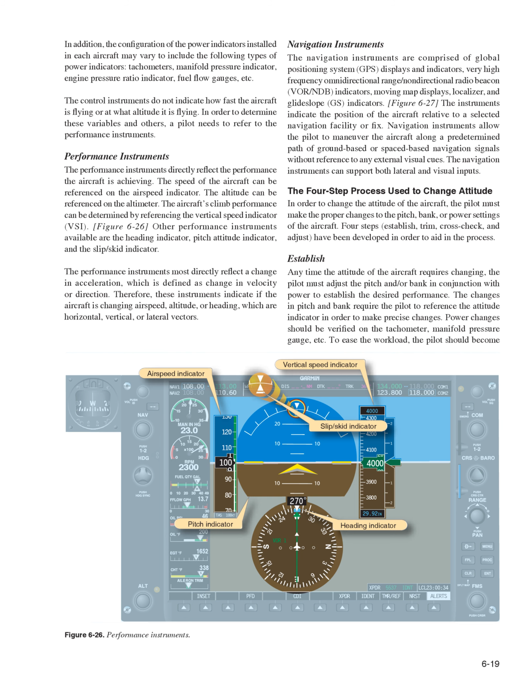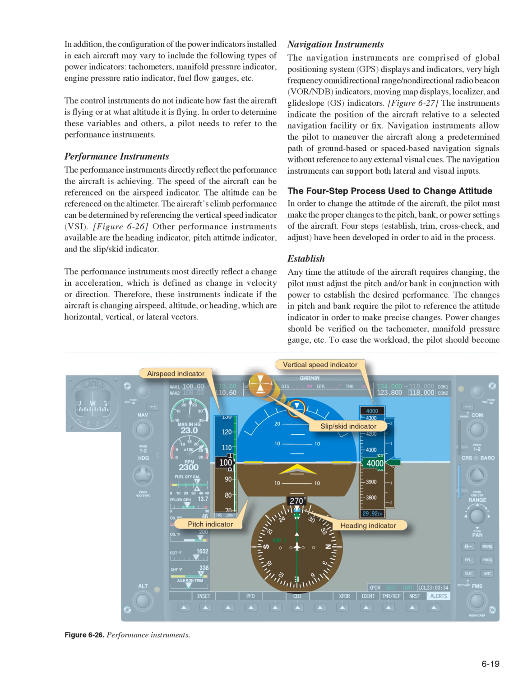Navigation instruments. The navigation instruments are comprised of global positioning system, GPS, displays and indicators, very high-frequency omnidirectional range/non-directional radio beacon, VOR/NDB indicators, moving map displays, localizer, and glide slope, GS, indicators. Figure 6-27, the instruments indicate the position of the aircraft relative to a selected navigation facility or fix. Navigation instruments allow the pilot to maneuver the aircraft along a predetermined path of ground-based or space-based navigation signals without reference to any external visual cues. The navigation instruments can support both lateral and visual inputs.